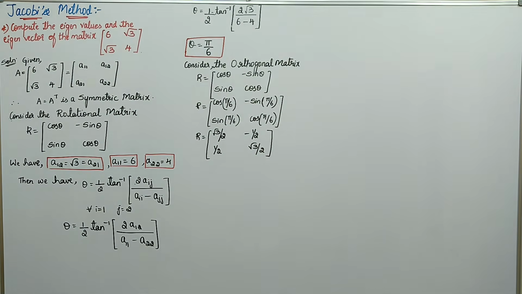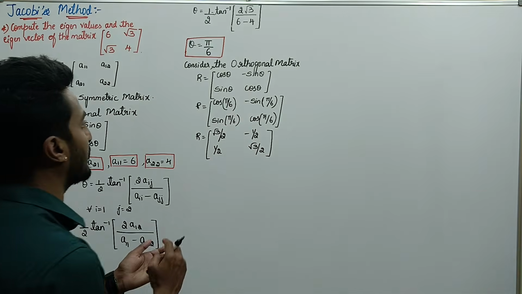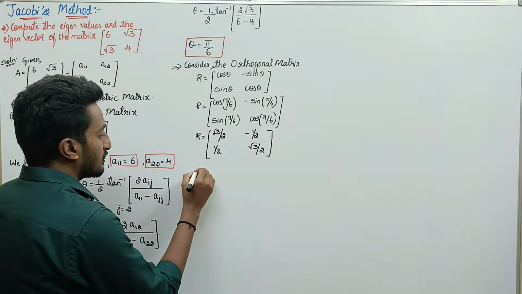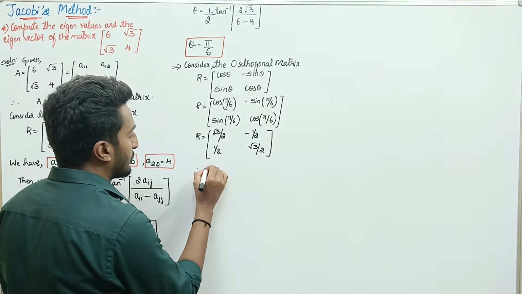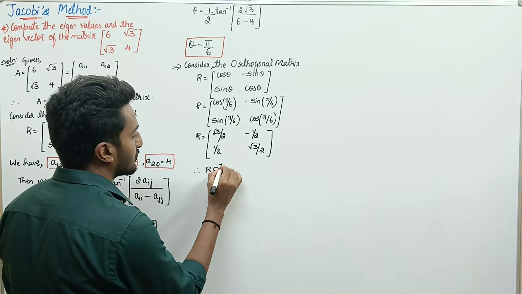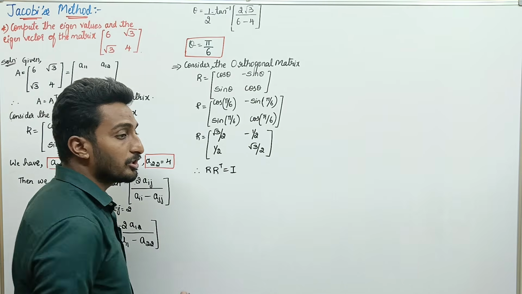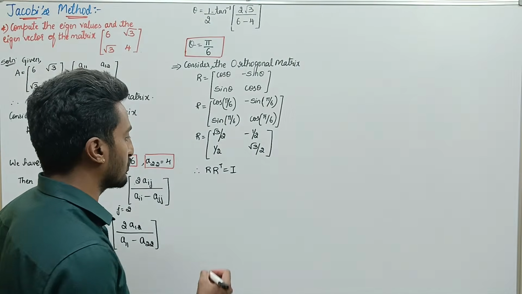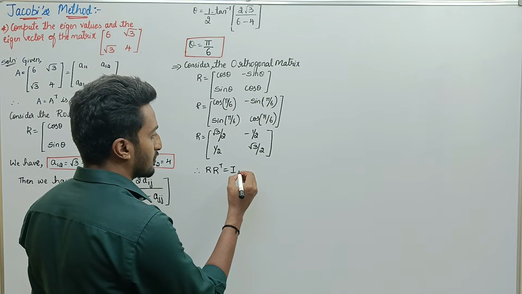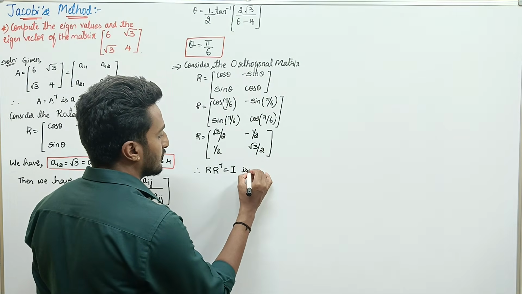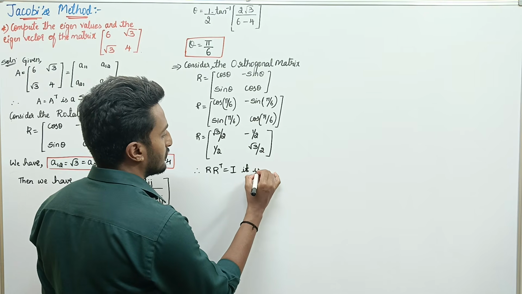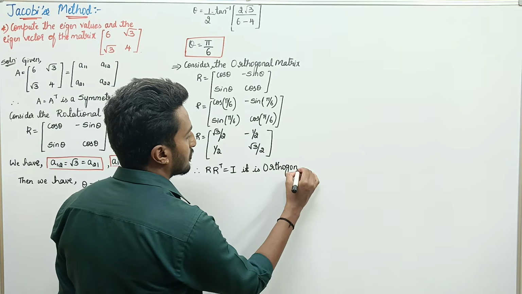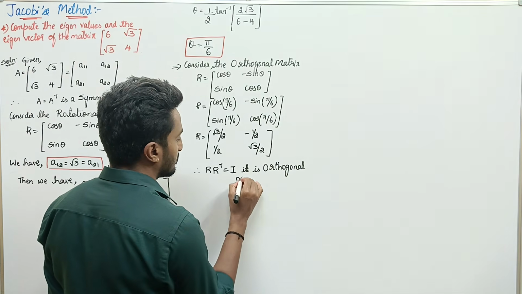Now, why are we going to consider it as an orthogonal matrix? Why have we represented it as an orthogonal matrix? Because if you multiply R into R transpose, you get I. What do you mean by I? Identity matrix. How to verify? The next step I am going to show. If R into R transpose equal to I, then we call it an orthogonal matrix.